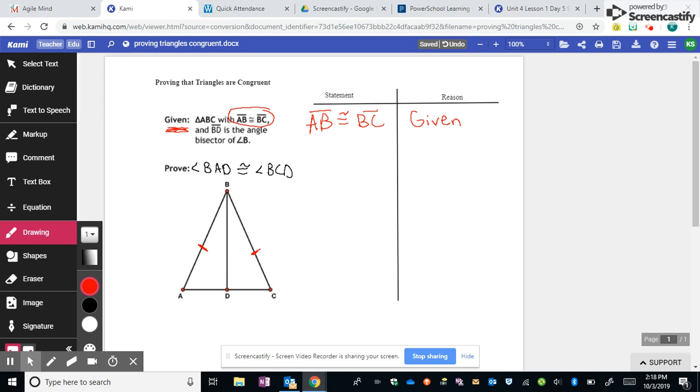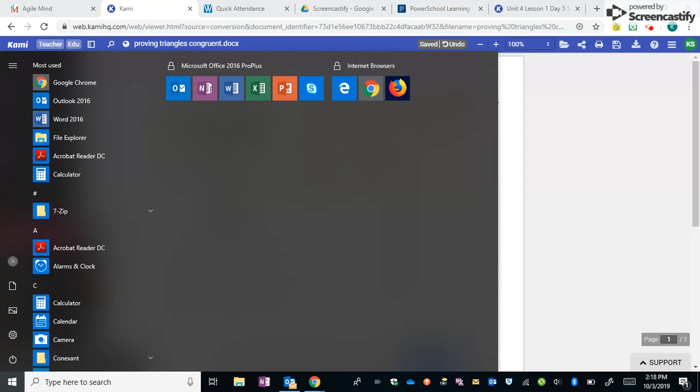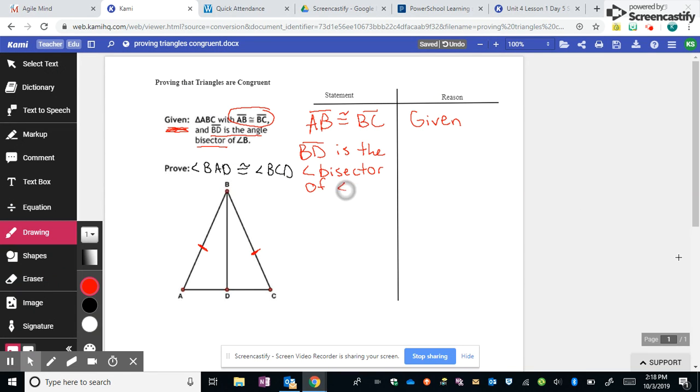The next thing we're given is that BD is the angle bisector. So I'm going to write that in. BD is the angle bisector of angle B. And we're given that too.